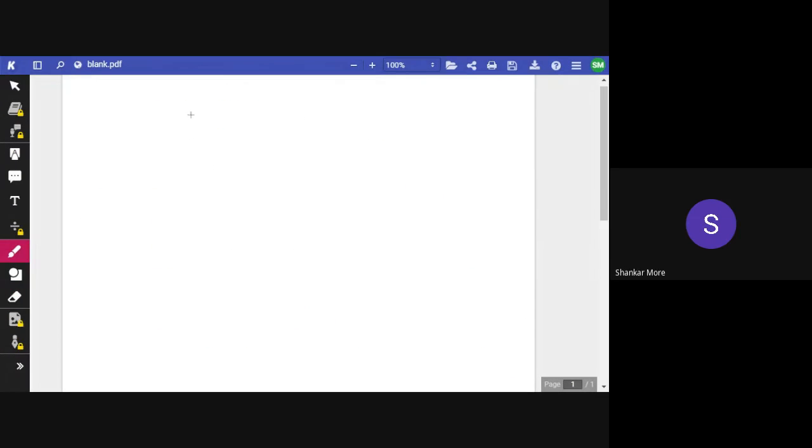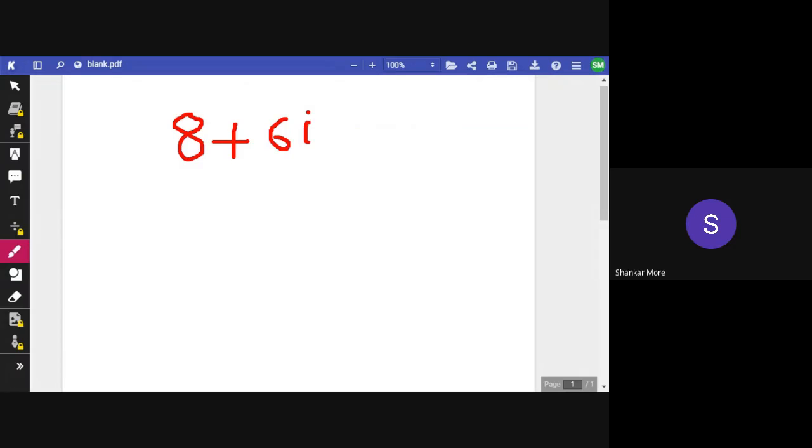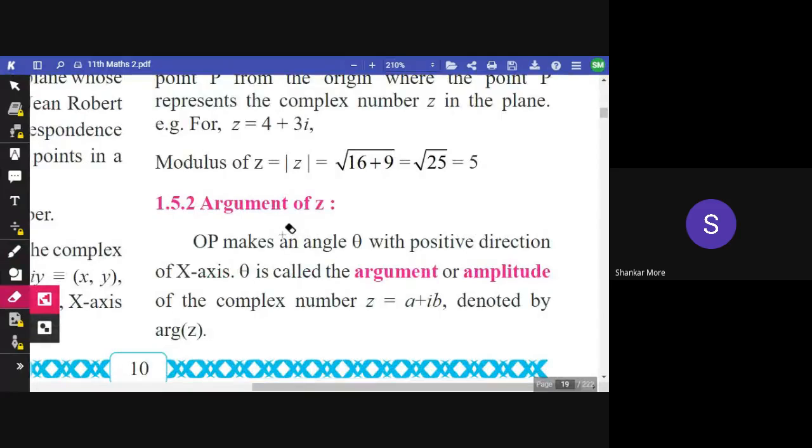You have a complex number 8 plus 6i. Its mod is going to be 10. Good. So, argument of z. Now what is argument of z?